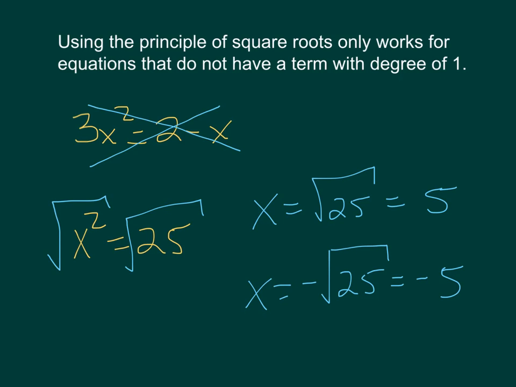And you can always check these by plugging them back in. 5 squared is 25, and negative 5 squared, negative 5 times negative 5, is also 25.